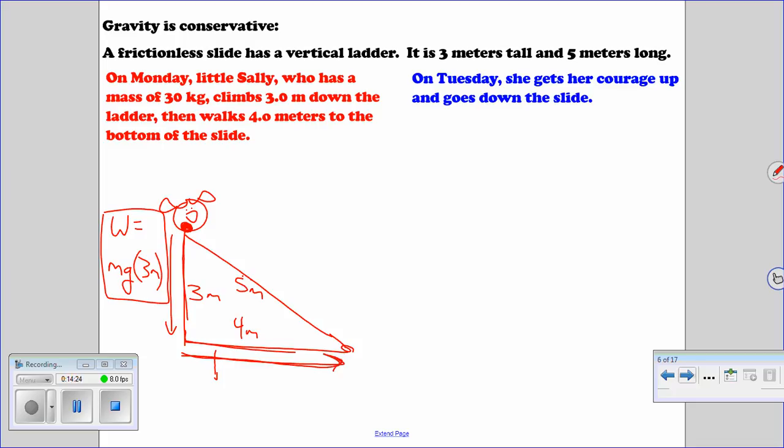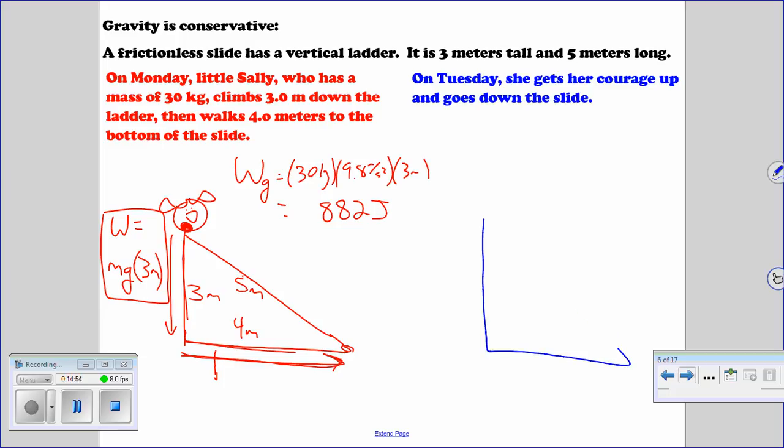So I guess we could actually figure it out, right? Work done by gravity would be her mass, which we said was 30 kilograms, times 9.8 meters per second squared, times 3 meters. So that gives us 882 joules. All right, so that's the work done by gravity there. And we saw this last chapter.